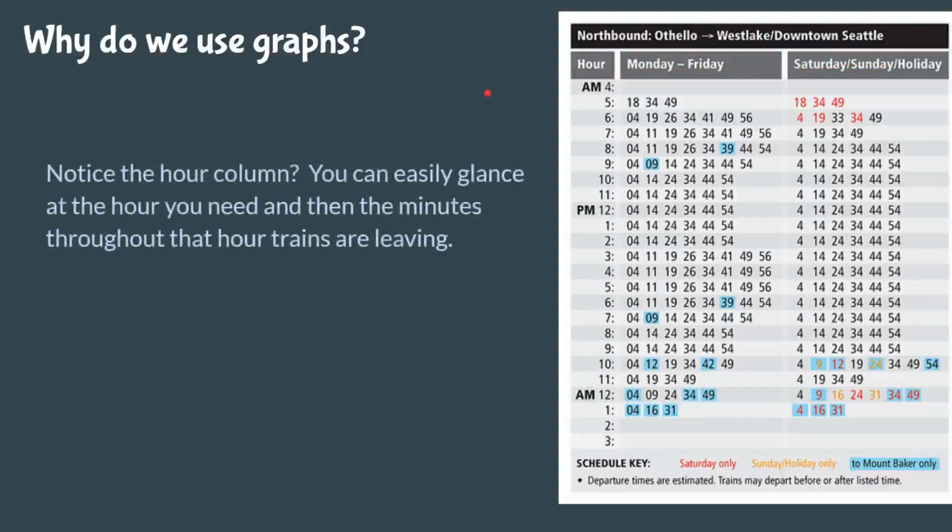All right, notice the hour column. You can easily glance at the hour you need and then the minutes throughout that hour trains are leaving. So if I need to be somewhere by 9, I can look at the 8 o'clock, 8 a.m., trains, and then this is my stem. And then look at when the different trains are going to be departing. I have 4 minutes after 8, 11 minutes after 8, 19 minutes after 8, and so on.